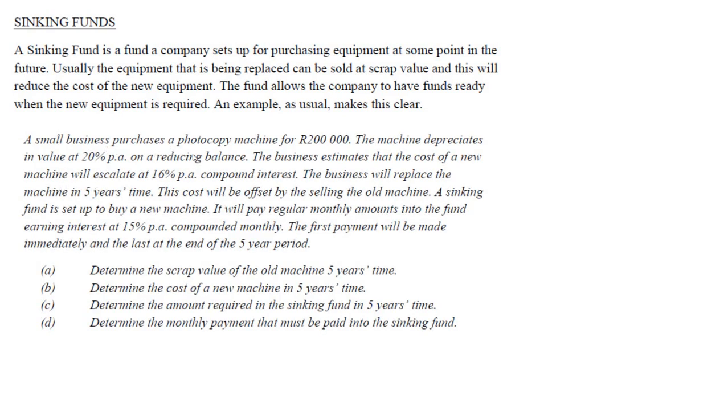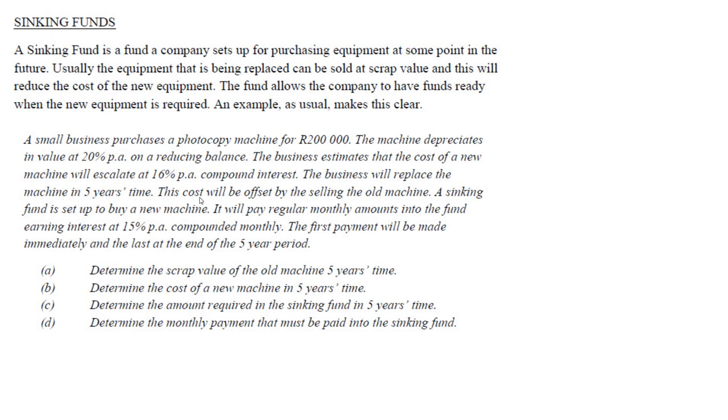A small business purchases a photocopier for 200,000 rand. The machine depreciates at 20% on the reducing balance, so that's 1 minus i to the nth power, annually. The new cost will escalate at 16%, so that's inflation, just the compound interest formula, also annually, over 5 years.